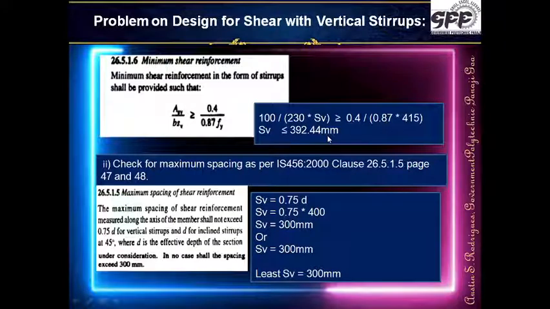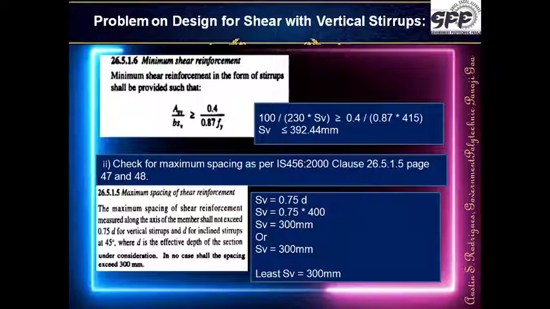Now there is another clause. The spacing has come to this much, so let us see further. Check for maximum spacing as per IS 456 clause 26.5.1.5 on page number 47, continued on page number 48. It says if it is vertical stirrups, then the spacing shall not be greater than 0.75 d or more than 300 mm. So 0.75 into 400 comes to 300 mm, or not more than 300. So what are the three? One is 392, second one is 300, third one is 300. The smallest of these is 300 mm. So we cannot exceed the spacing of 300 mm.